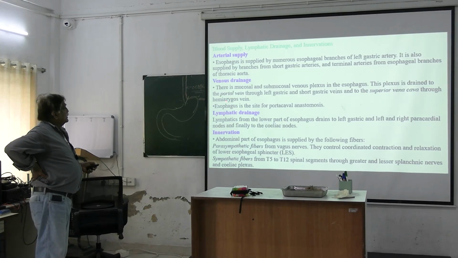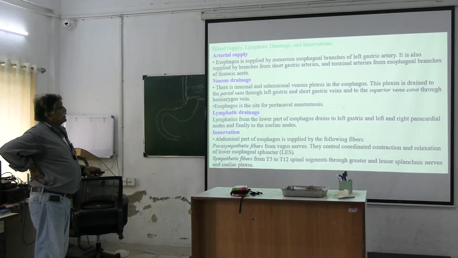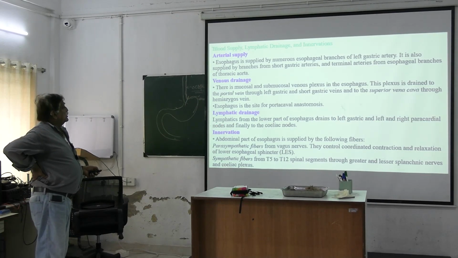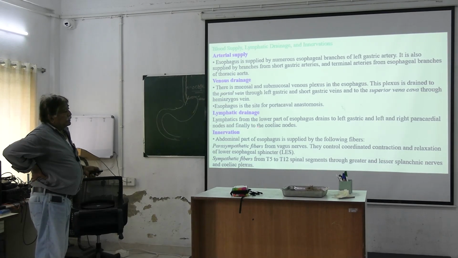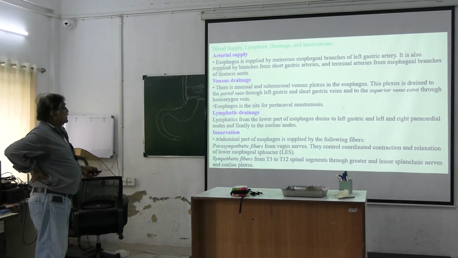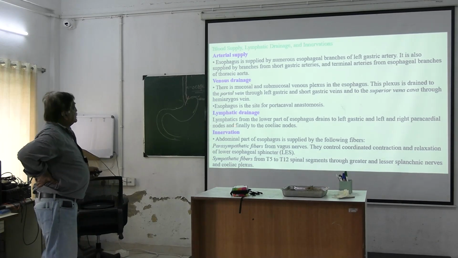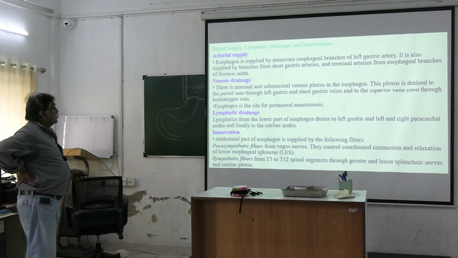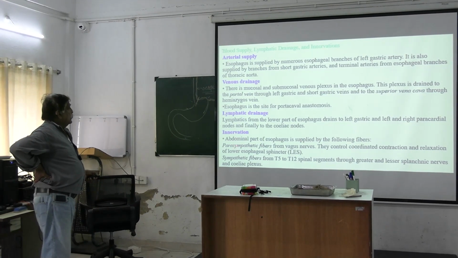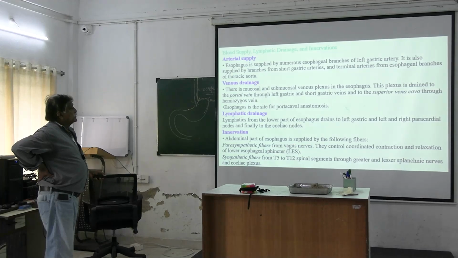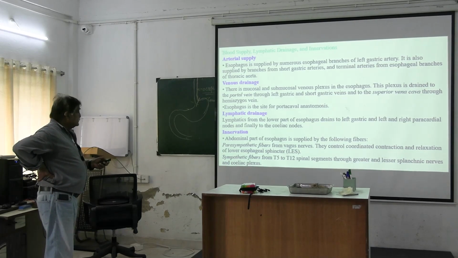Now, this is important. Okay, lymphatic drainage: lymphatics from the lower part of the esophagus drain to the left gastric and left and right paracardial nodes, and finally to the celiac nodes. Innervation: abdominal part of the esophagus is supplied by the following fibers. Parasympathetic fibers from vagus nerve, they control coordinated contraction and relaxation of the lower esophageal sphincter. Sympathetic fibers from T5 to T12 spinal segments through greater and lesser splanchnic nerves and the celiac plexus.